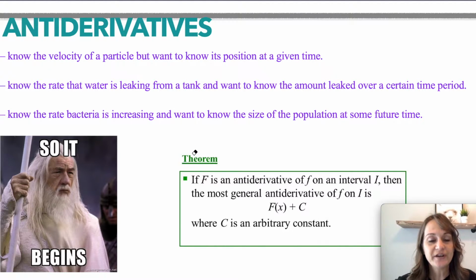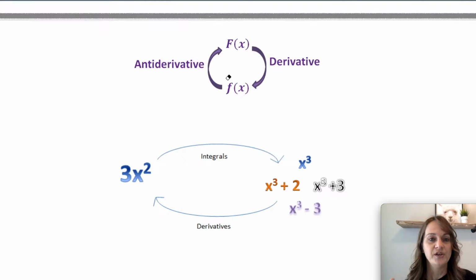So the general theorem states that if F is an antiderivative of f, so basically if f was the derivative, then F was the original function, then the most general antiderivative is F of x plus c, where c is an arbitrary constant. If you take the derivative of F, you would get f. But if you take the antiderivative of f, you would get the original function back.